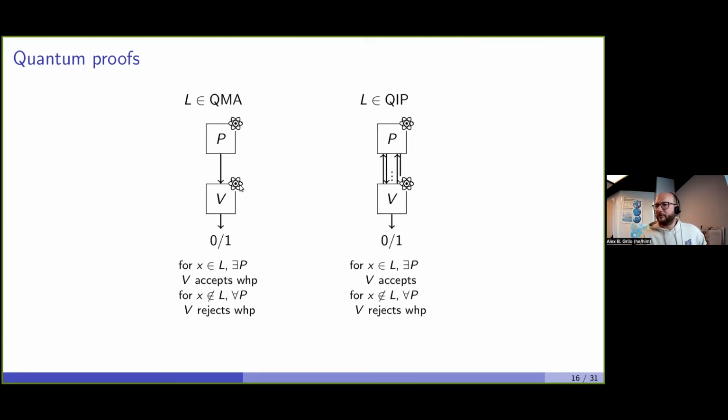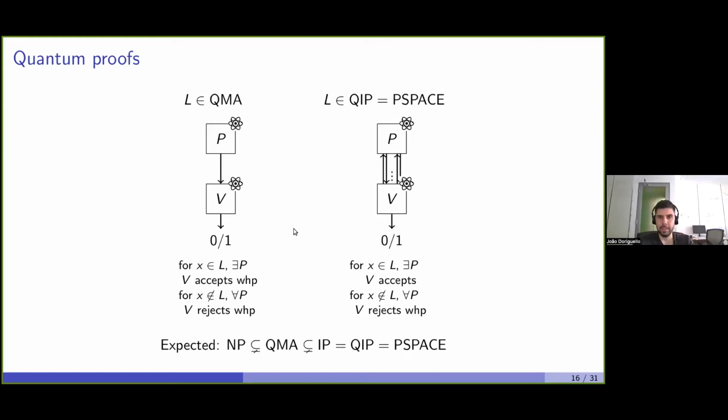And again, in the quantum setting, people studied what happens if instead of just sending one quantum message to the verifier, the prover and the verifier send messages back and forth, with the same type of completeness and soundness. So for yes instances, there is a strategy of the prover that makes the verifier accept with high probability. And for no instances, no matter what the strategy of the prover is, the verifier should reject with high probability. And perhaps surprisingly, it happens that QIP, the quantum version of IP, is actually equal to its classical version. So both are equal to PSPACE.